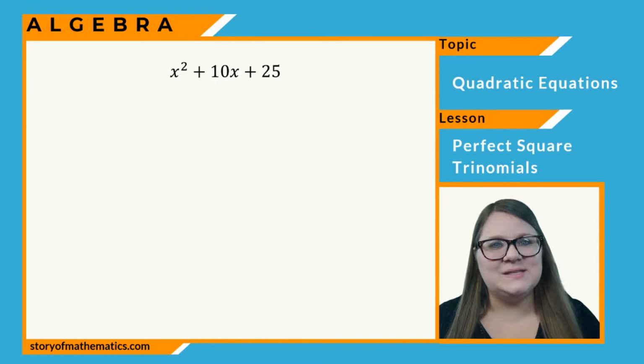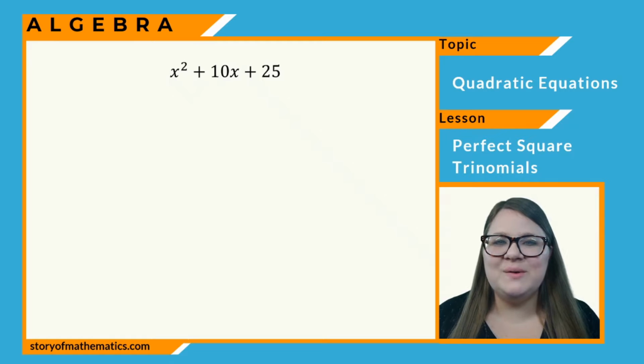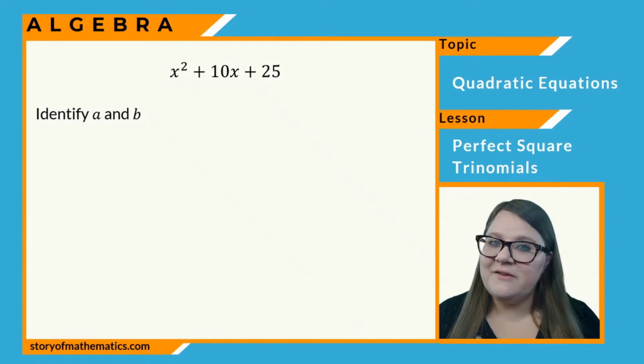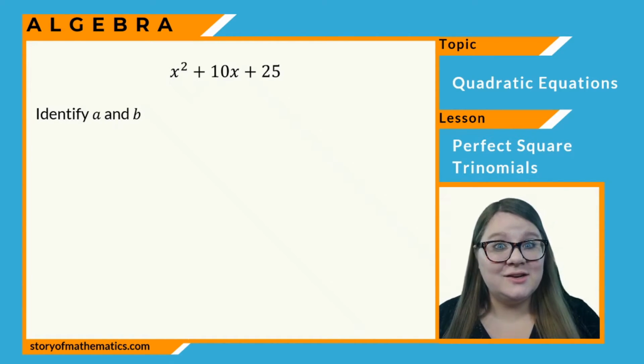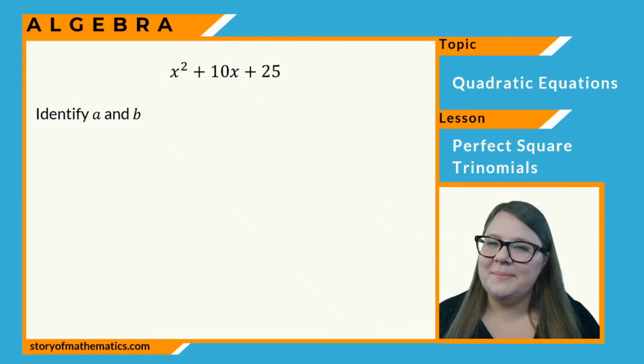What if I told you x squared plus 10x plus 25 was a perfect square trinomial? Could we factor it? Well, the first thing we want to do is identify our a and our b. So look at that first term, x squared. That tells us that our a is probably x, right? And let's take a look at our last term, 25. Well, that's equal to 5 squared. So we think our b is probably 5.